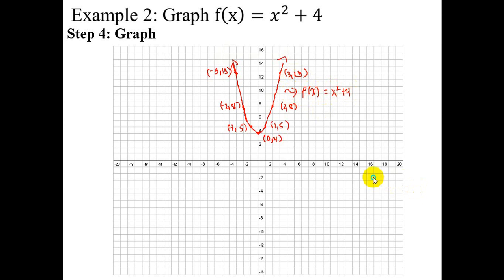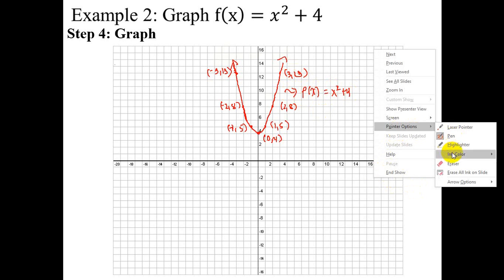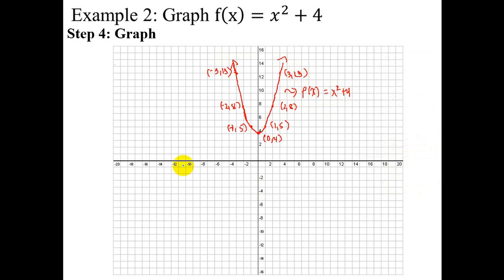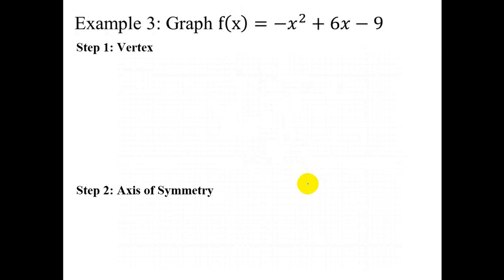Now let us draw the axis of symmetry. So the axis of symmetry is x equals 0. The axis of symmetry passes through the vertex of the parabola. So therefore, this is x equals 0. This is now the graph of f of x equals x squared plus 4. Now, let's proceed to the last example. We have f of x equals -x squared plus 6x minus 9.